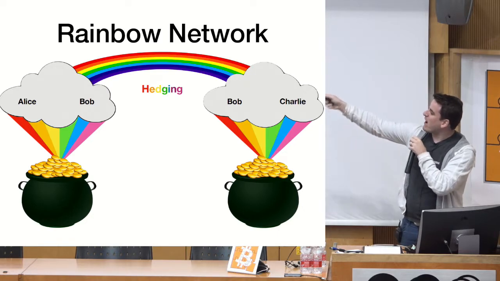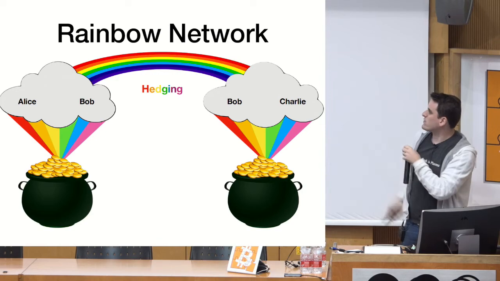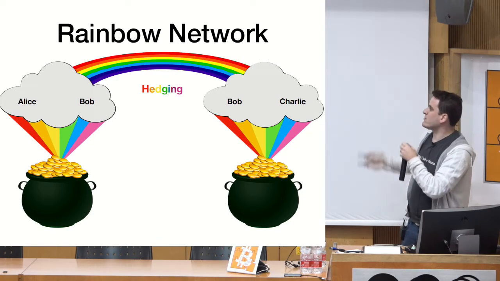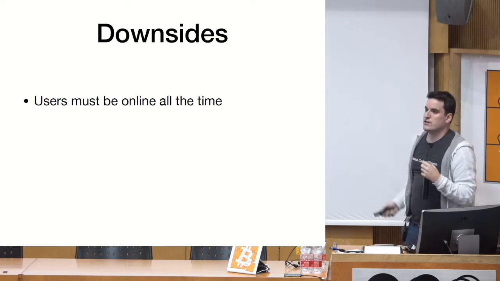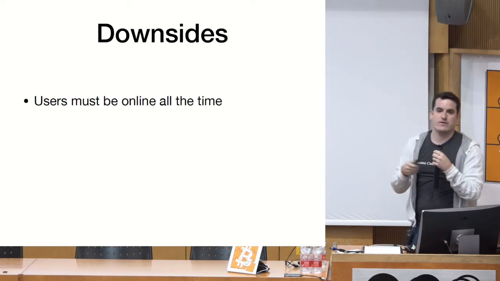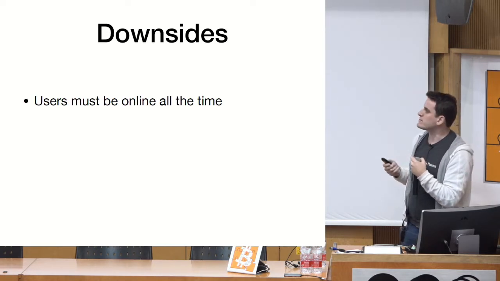So Bob here now is hedged as a result of having these two channels where he's in opposite positions, and that is our rainbow network. Okay, there are some limitations and downsides in this approach. So users have to be online for the entire period of time that they want their positions to be updating, to not just be Bitcoin positions.